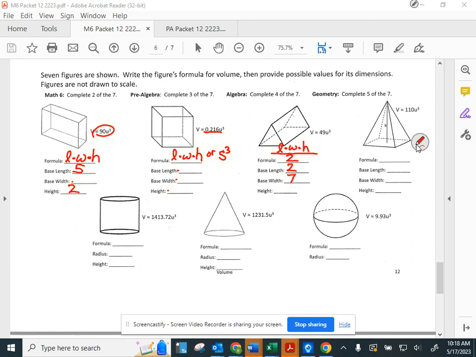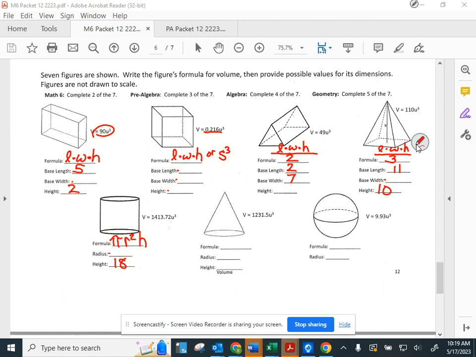For our pyramid, it's length times width times height divided by 3. So if we have a length of 11 and a height of 10, what would my width be? You want to challenge yourself working with the pi. Our cylinder is pi r squared times the height. We're giving you a height of 18. So you just need to find the radius.